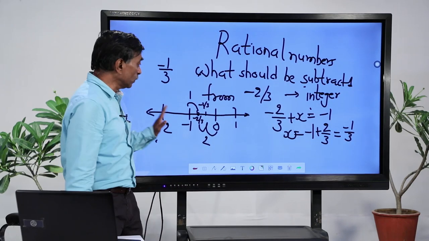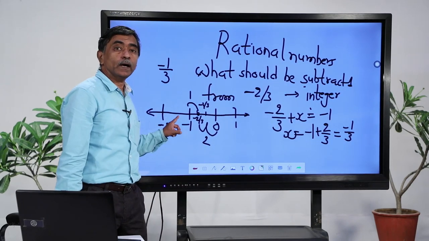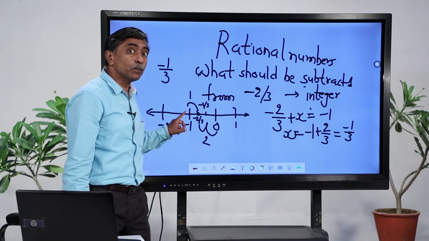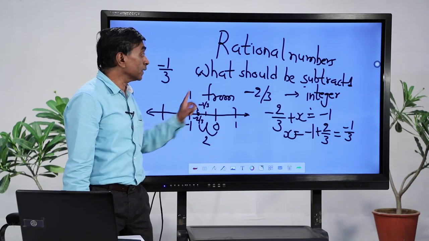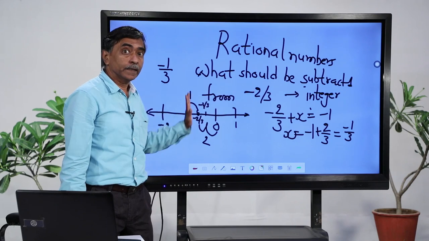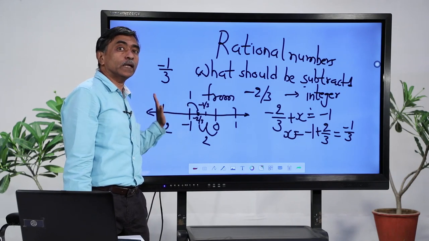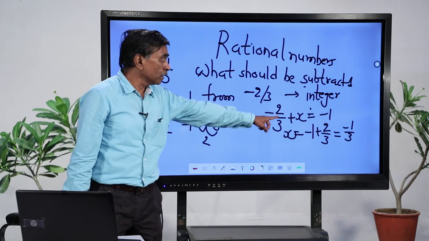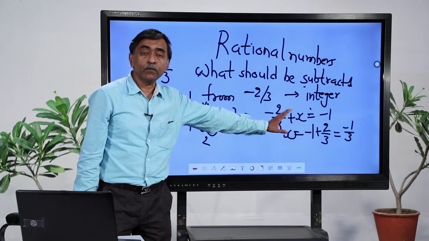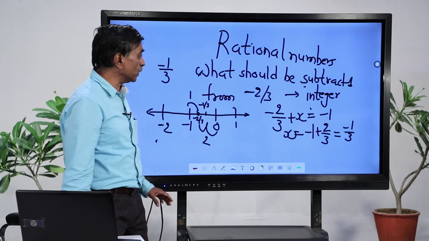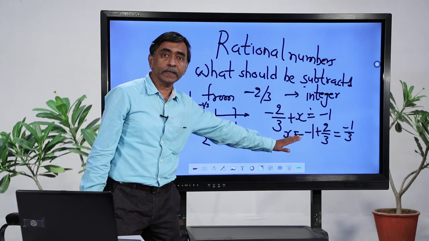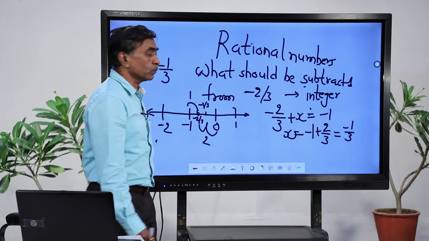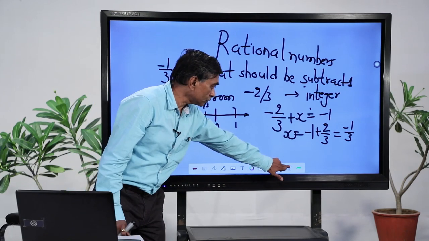So, visually I tried to show, and you tried to see how the number line can be used to get this particular solution. That is, one jump of 1 by 3 to the left took me to minus 1. And here in an equation form, if I say that the particular number is x, then I solve the equation, I get the value as minus 1 by 3.